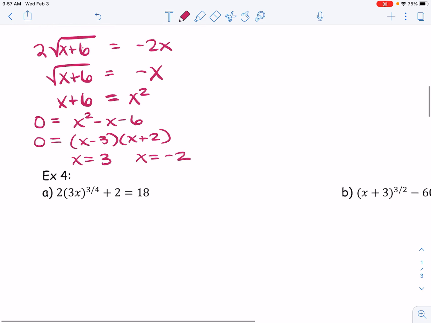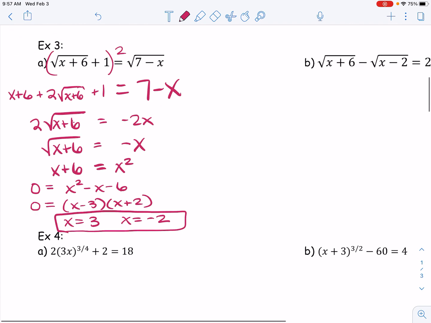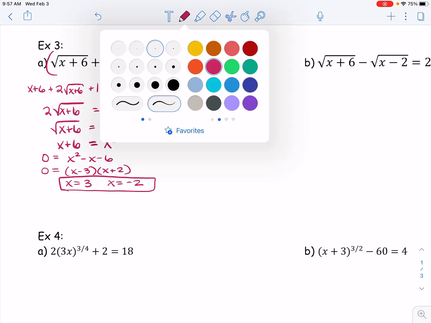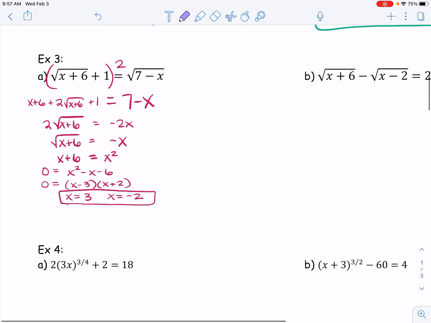And then, of course, I have to check those two. So I'm going to plug into the original. Let me make this a little bit smaller. I'm going to plug into the original a 3, and then I'll see if it works, and then I'll plug in a -2. So plugging in a 3, 3 plus 6 is 9, square root of 9 is 3, 3 plus 1, that's 4. Does that equal 7 minus 3 is 4, so the square root of 4 is 2. Does that equal? No. Extraneous solution.